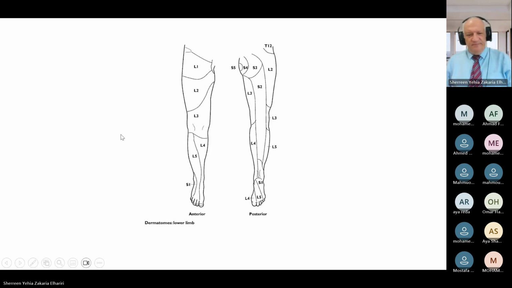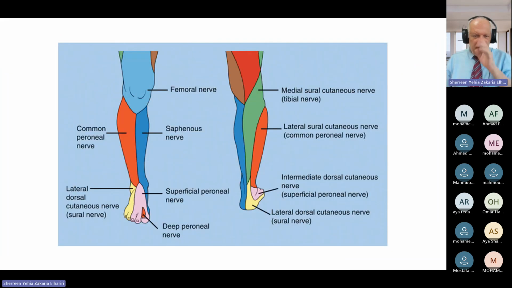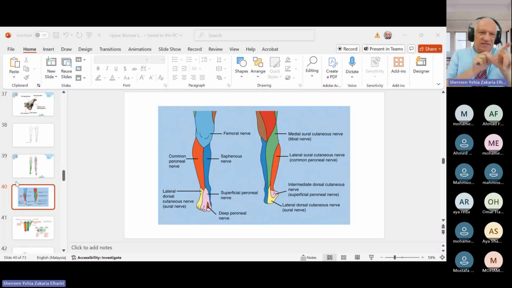Okay. So this is the same also. It is important to remember that if you look at the hand and have loss of sensation in this web space only, it is radial nerve. In the lower limb, if they have loss only in this space, it is deep peroneal nerve.